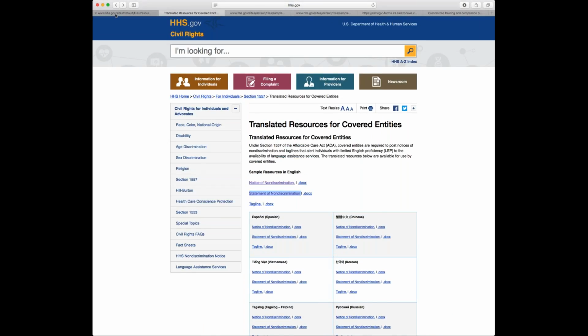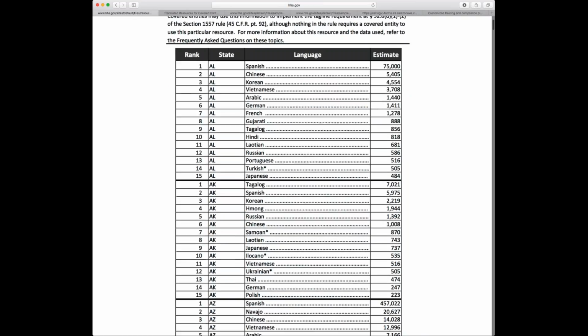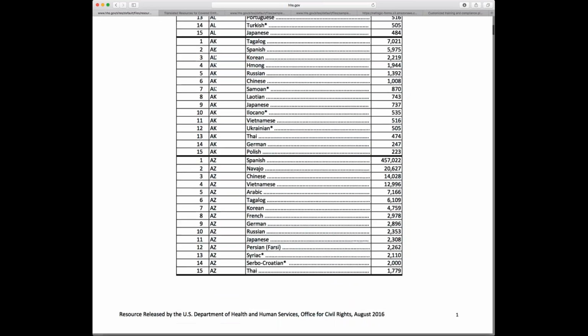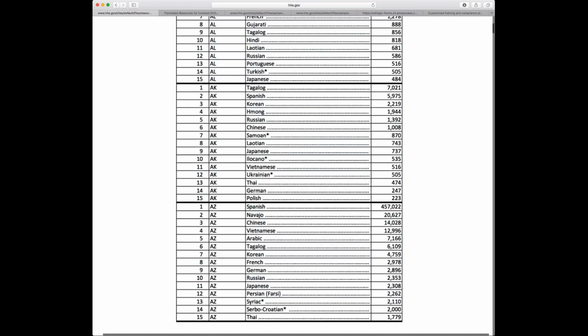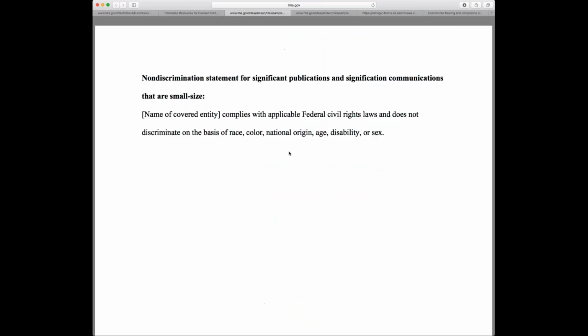Also included in those links are, for every individual state, the languages that you need to post, and post what are known as taglines, and we'll talk about taglines here in just a moment. Additionally, there is information on what is required as the statement. So there's a notice that gets posted with regards to your non-discrimination. There are some taglines that are posted for requesting services for the 15 languages in your state.